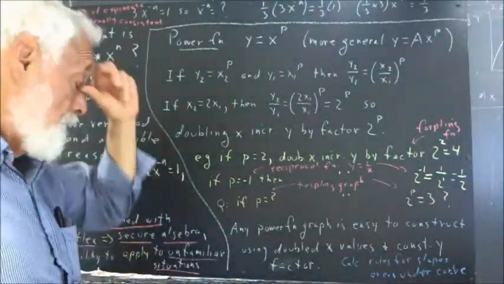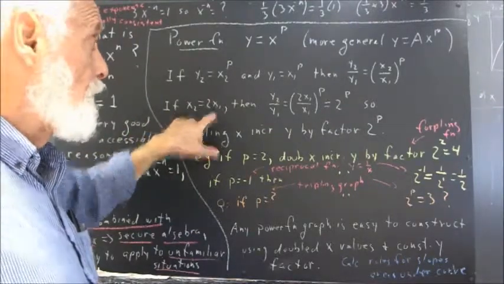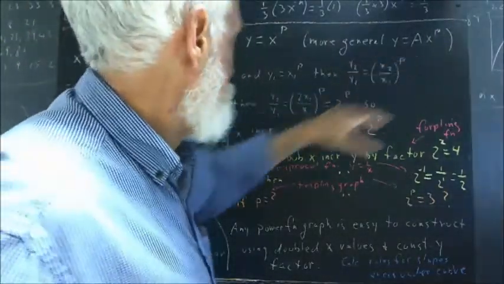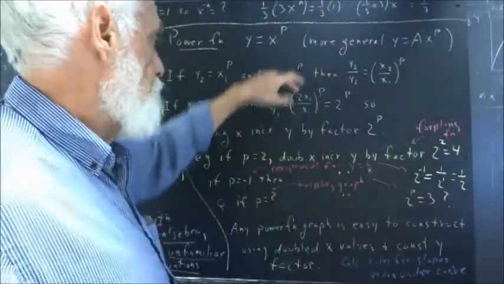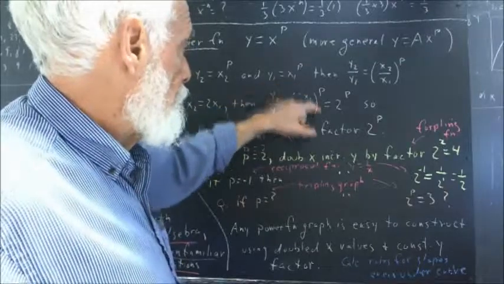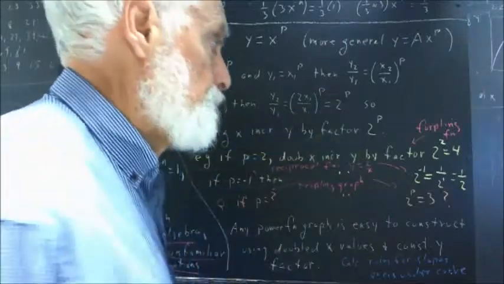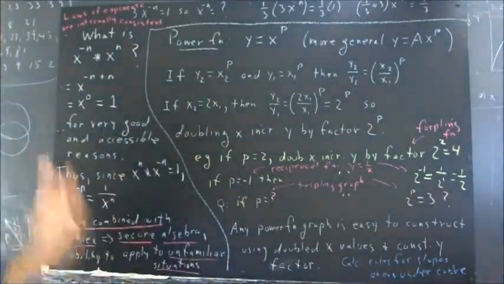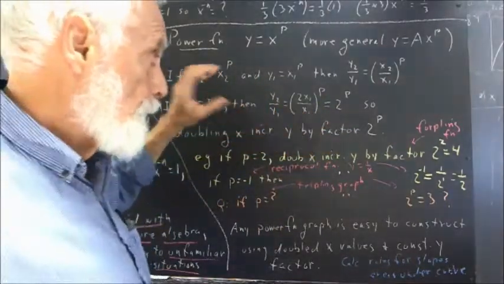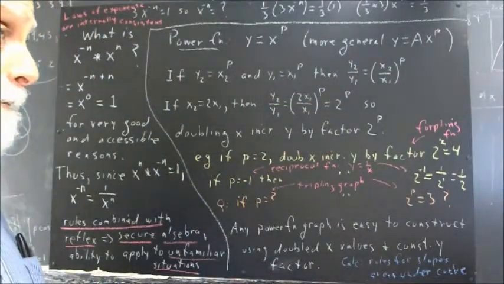Now, if, in addition, x2 happens to be equal to 2 times x1, then it follows that y2 over y1 is x2 over x1 to the p. x2 is 2 times x1, so this is 2x1 over x1 raised to the p. The x1's divide out, and you end up with just 2 to the p, so that y2 over y1 equals 2 to the p. Now, this is a characteristic of power functions. If you double x, then the y ratio that you get, the factor by which y changes, is 2 to the p. And I'm going to pause and add a little note here.